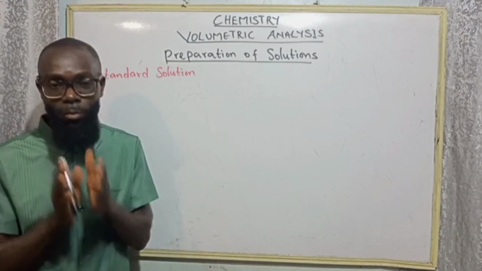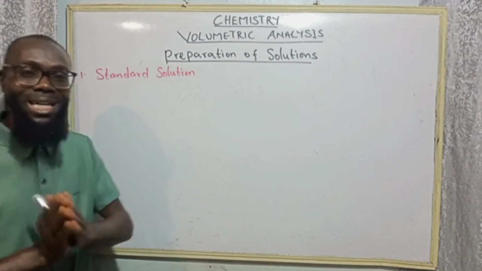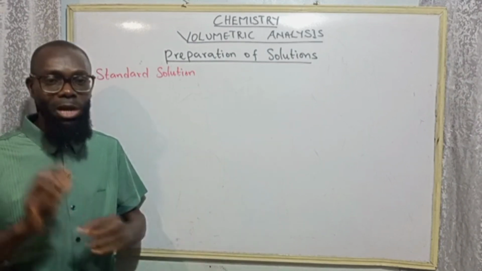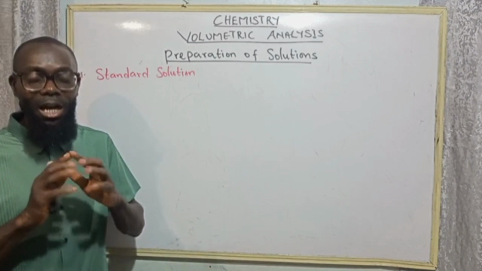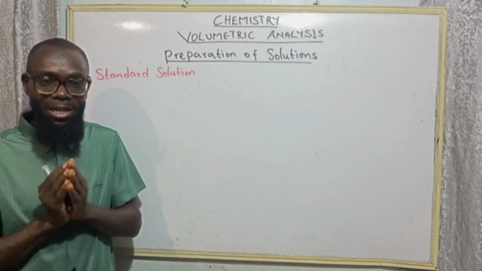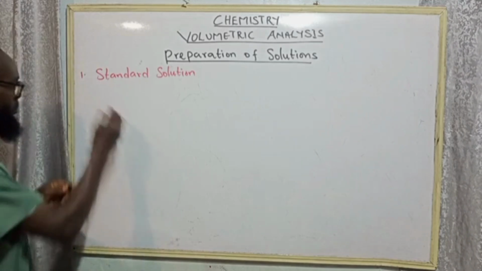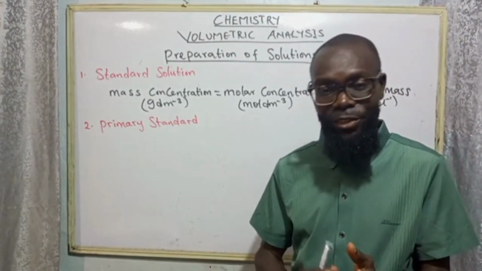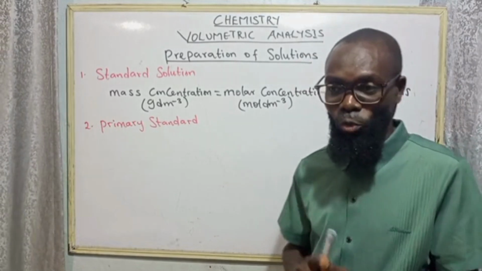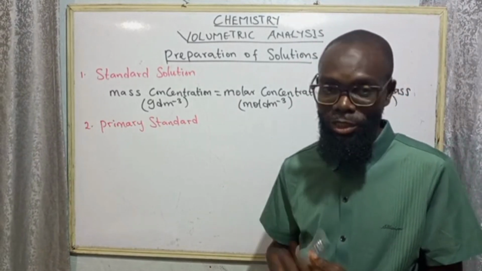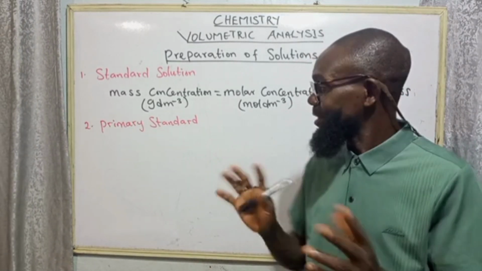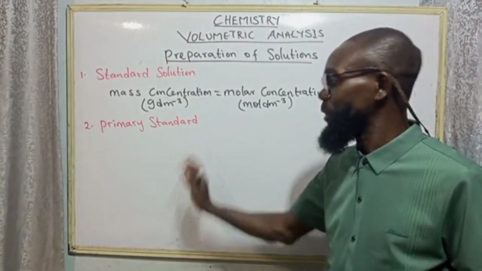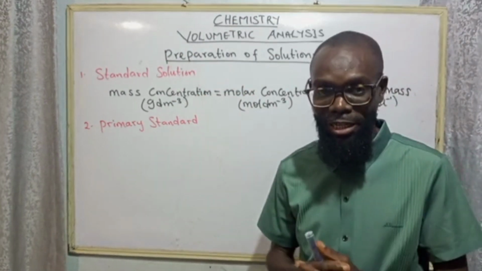What is a primary standard? In mole per dm cube, it is molar concentration. A primary standard is a substance from which a standard solution with accurately known mass concentration and molar concentration can be prepared. A primary standard has some characteristics. One, they are anhydrous, they are not deliquescent, they are not hygroscopic, and also they are soluble in water. These characteristics describe a primary standard, and a standard solution can be prepared from it.